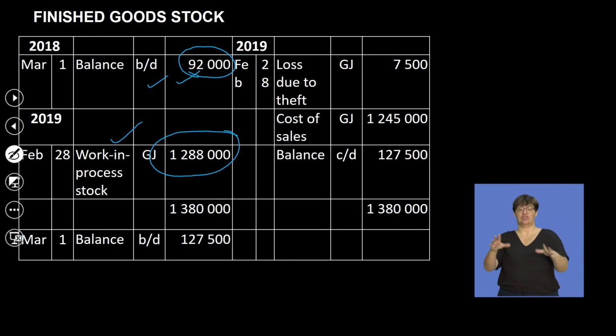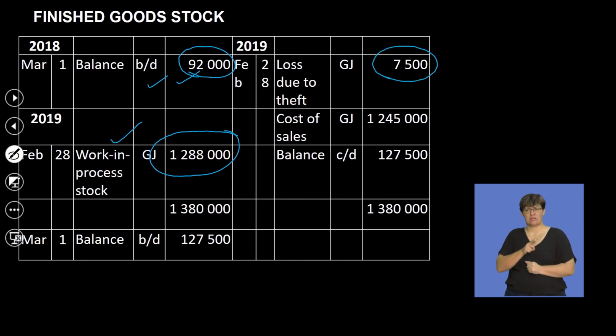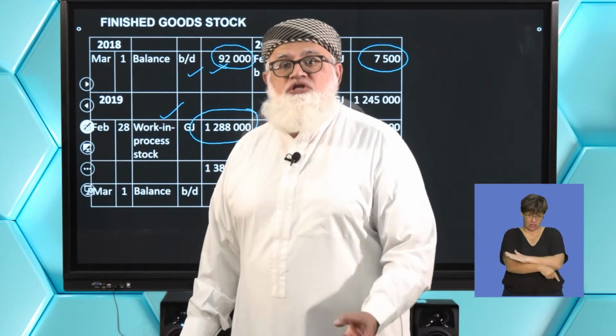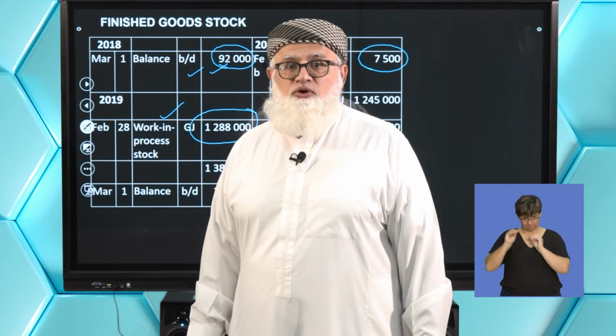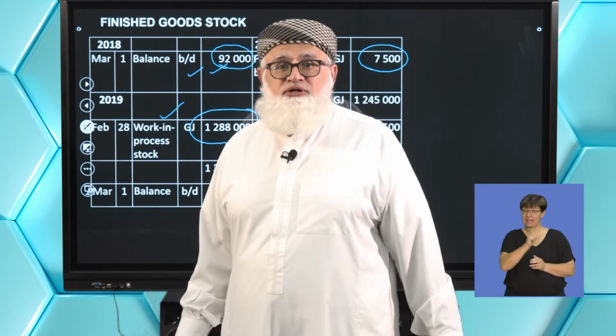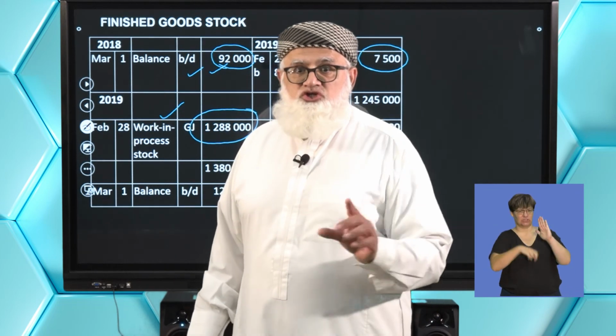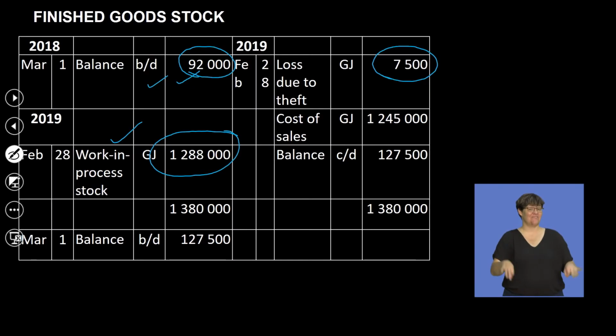Okay, and this one here, you were also told that there was loss due to theft. That means any loss of finished goods must also be brought into account. You were given information that items were lost due to theft, to the value of 7,500. And watch, guys, you are given the closing balance for your finished goods account, and the missing figure is your cost of sales component, 1,245.